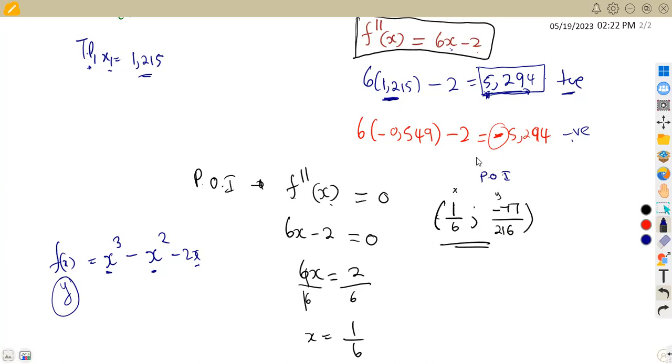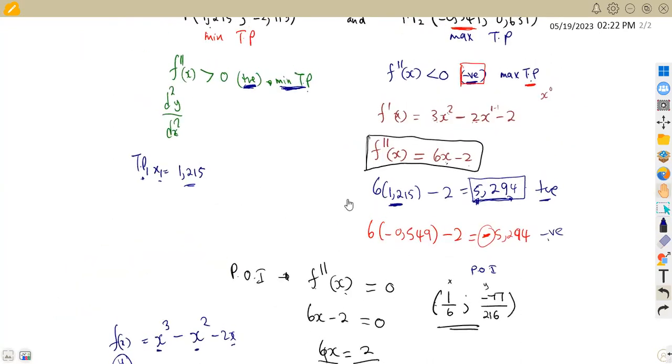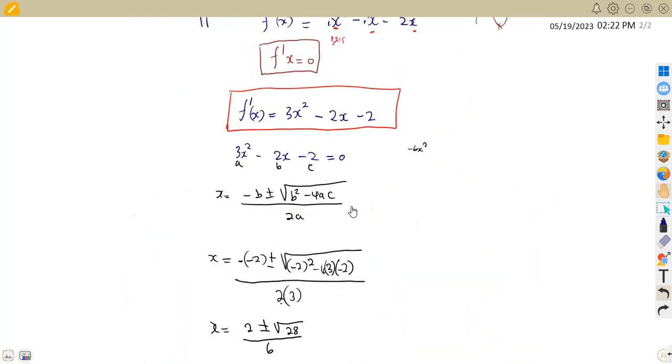That's how we can attempt typical questions like this. These are applications of derivatives. Here we are working with applications of derivatives when you are given something like this. Sometimes you can even be asked to sketch the graph from these points.